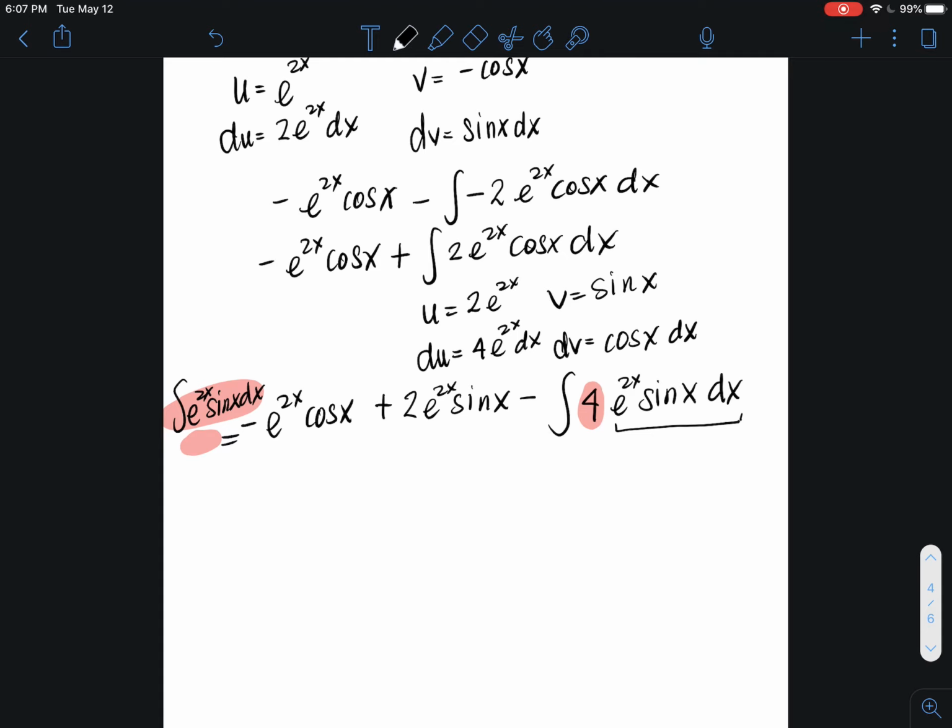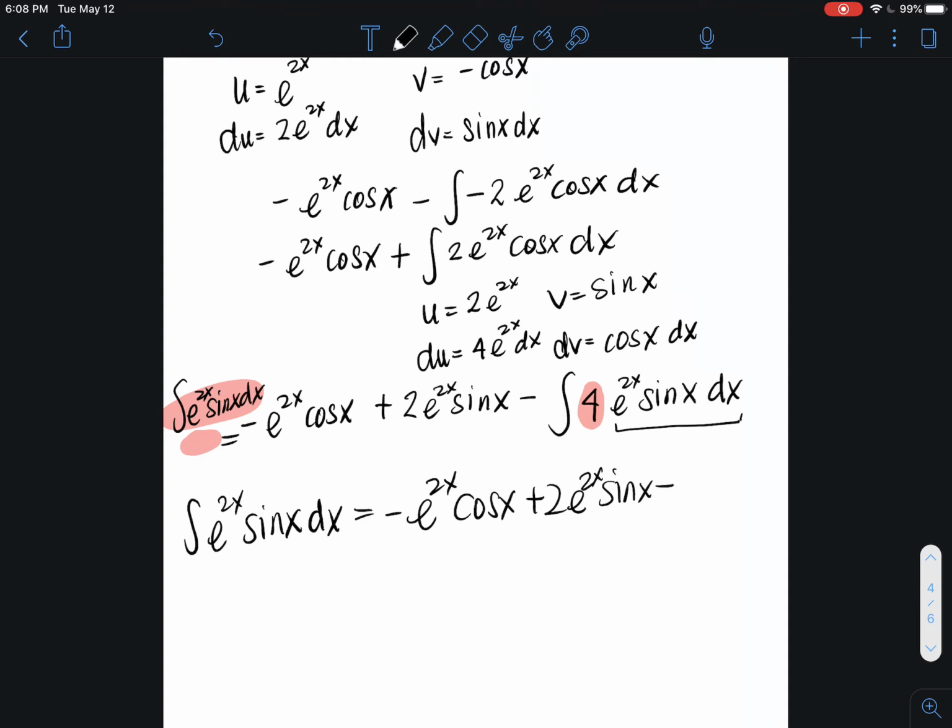Okay. Why am I going to do that? Well, if I rewrite it, the integral of e to the 2x sine x dx equals negative e to the 2x cosine x plus 2 e to the 2x sine x minus 4 times the integral of e to the 2x sine x dx. Then I'm going to do this as algebra. I'm going to pretend that what it's equal to is like an x value, and use it as a variable.